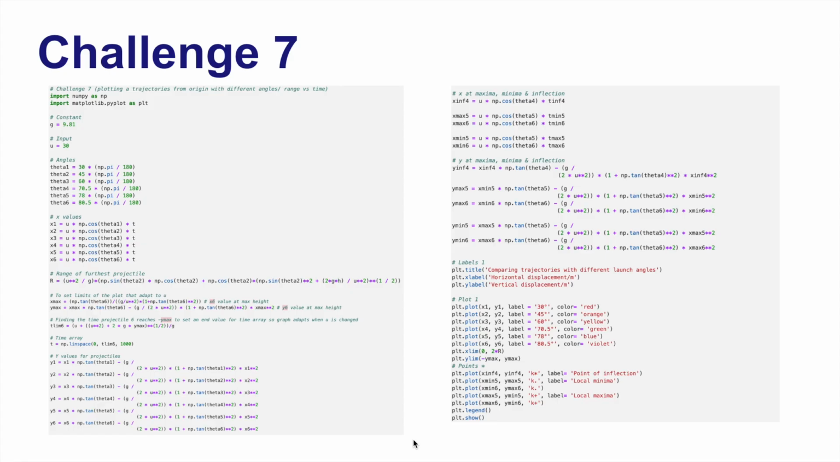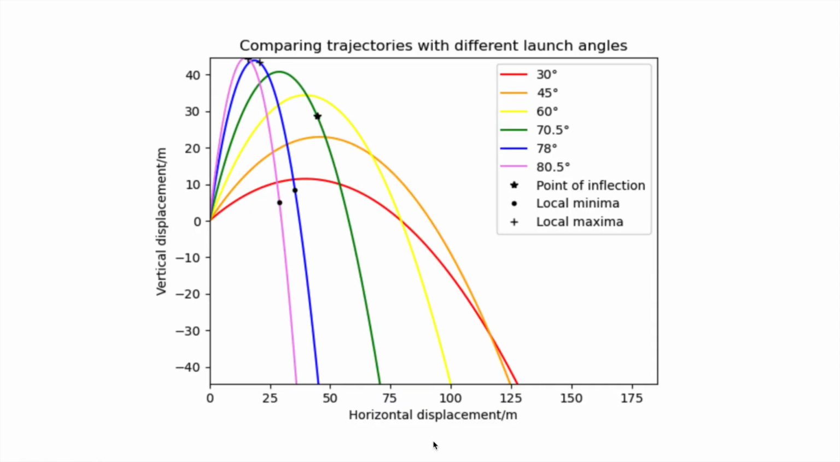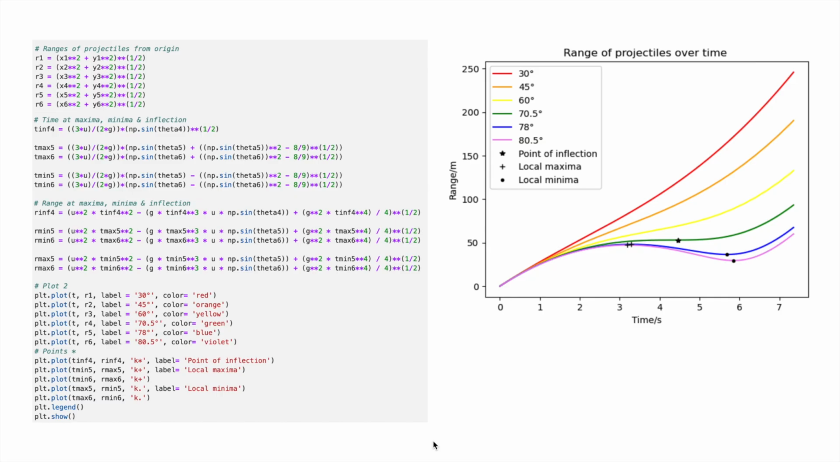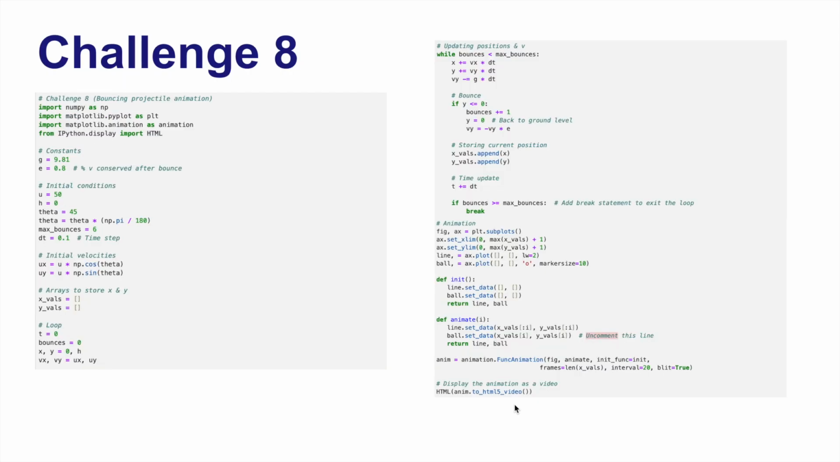In this one, we're comparing trajectories which have different launch angles from the origin. I set my Y limit based on the maximum height of the projectile with the largest launch angle and created a time array based on the time taken for this projectile to reach the negative Y limit. If we plot the range of the projectiles with time, we notice that for larger angles, they pass through local minima and maxima. For challenge 8, I plotted a bouncing projectile.